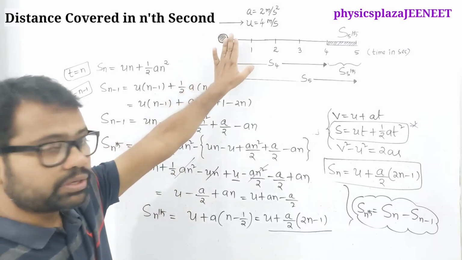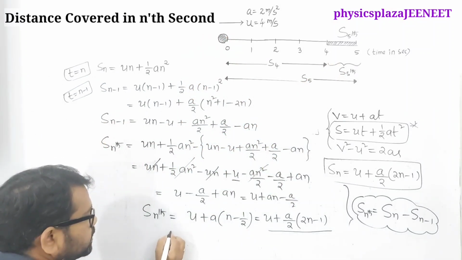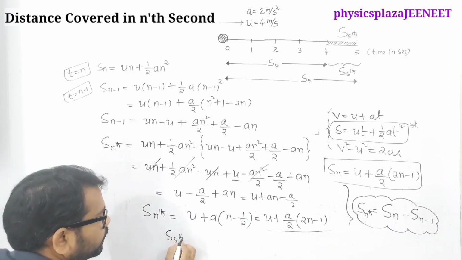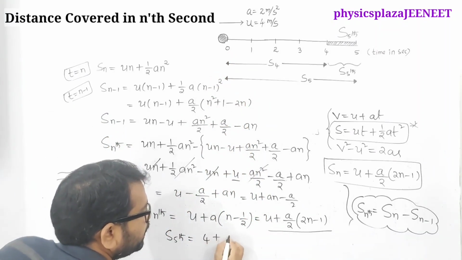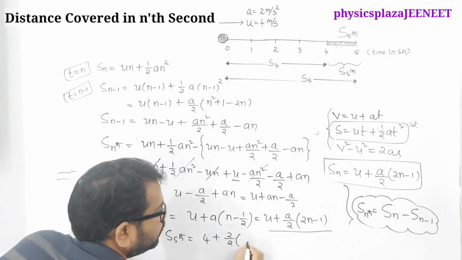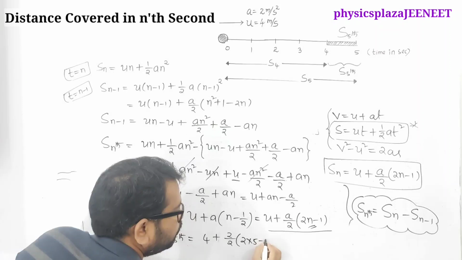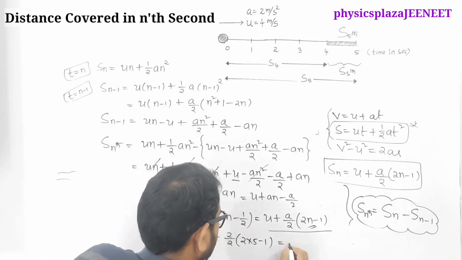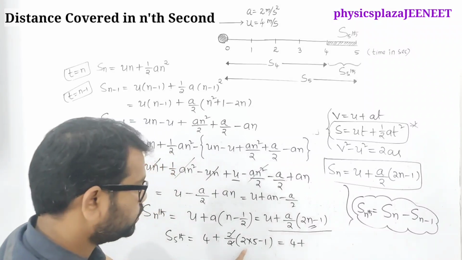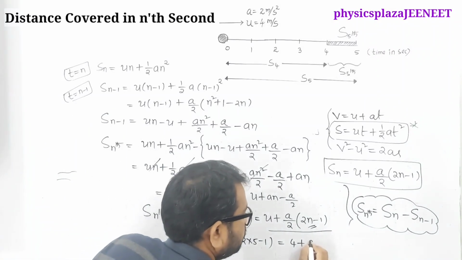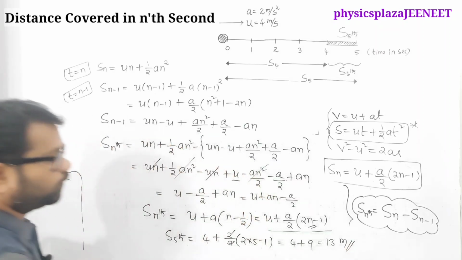Now use the same formula, children. If I want distance covered in the 5th second, so distance covered in the 5th second is equal to u, which is 4, plus a by 2, that is 2 by 2, into 2 into 5 minus 1. So this will be 4, 2 cancel, plus 5 is 10, 10 minus 1, 9, 4 plus 9. So this is 13 meters. So in a single step we got the answer.